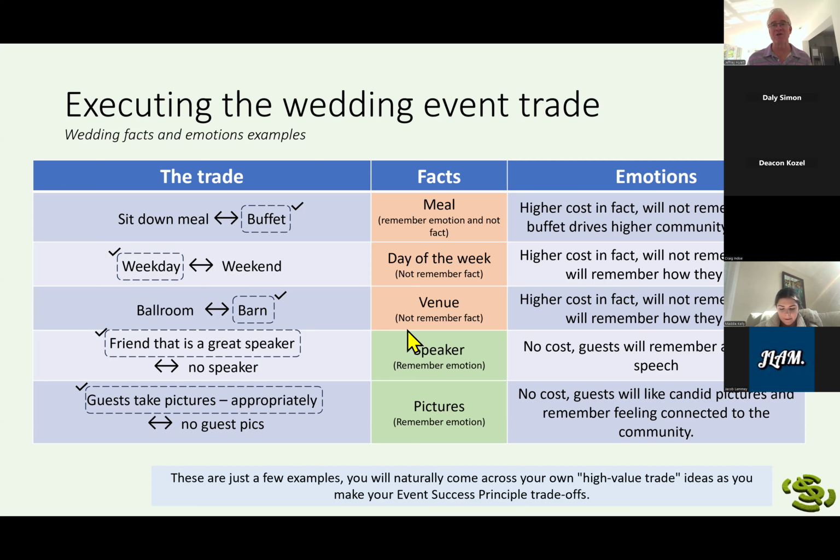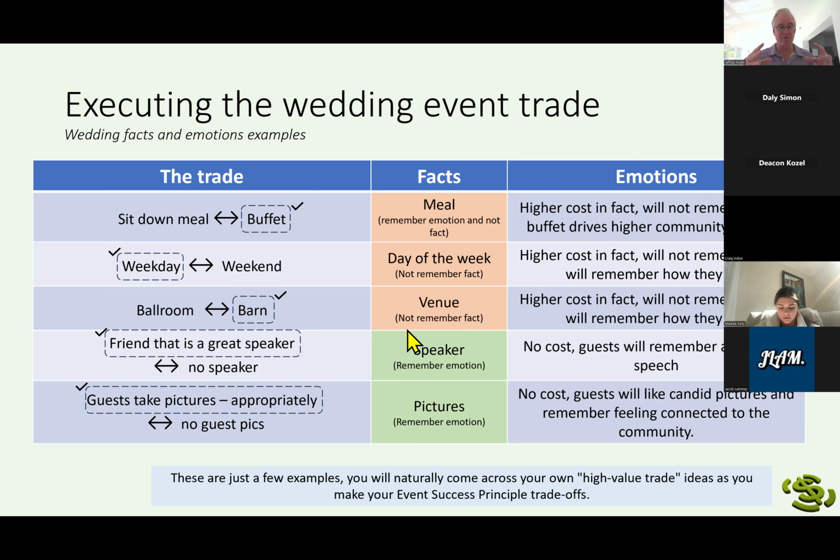Okay, but let's talk about the emotions here. And this is actually an important part of this. If you think about the way a buffet works, you're standing up, you're out of your table or wherever you're sitting, and you're interacting with other people in the wedding, the other people in the community. So you're actually building more interaction and more opportunity for those event emotions. So to me, the trade between the sit-down meal and buffet actually has two advantages. One, the buffet is cheaper in general because you're eliminating the costs associated with table service, but also you're increasing the likelihood that by mixing people, you're going to drive more emotion.